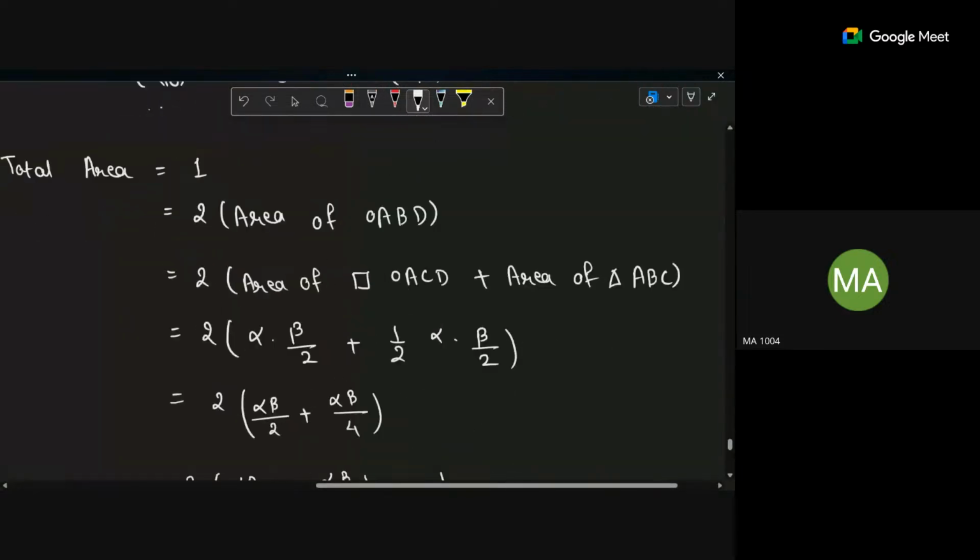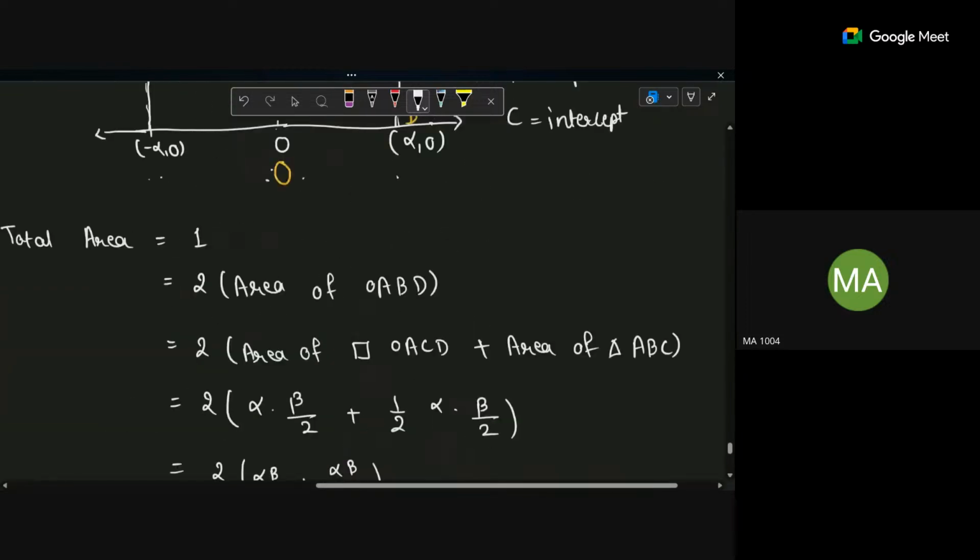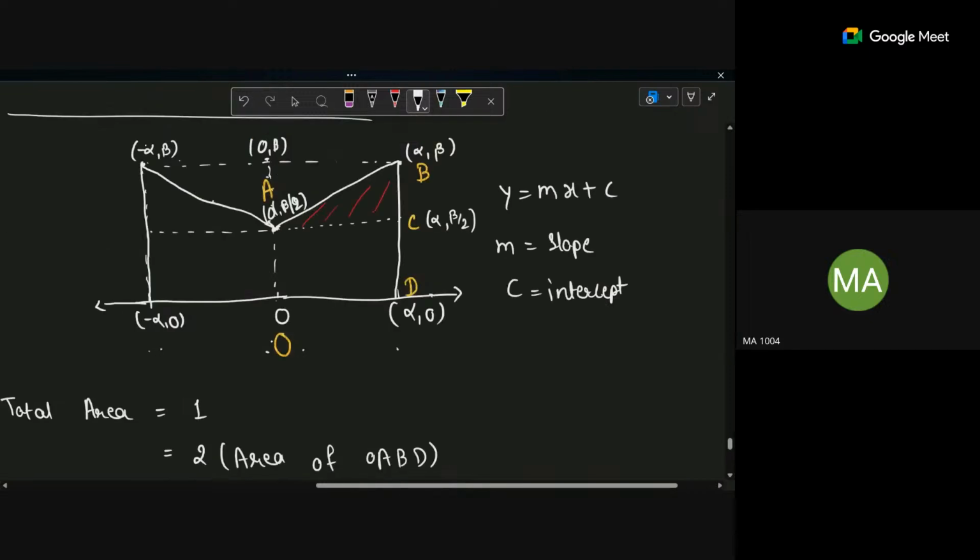Okay, so the last question, let me just check what it was. It was the probability of modulus x less than alpha by 2. Yeah. So probability modulus x less than alpha by 2. How to calculate this one?